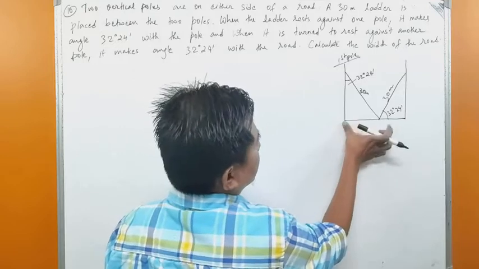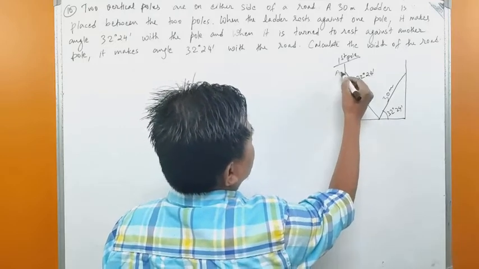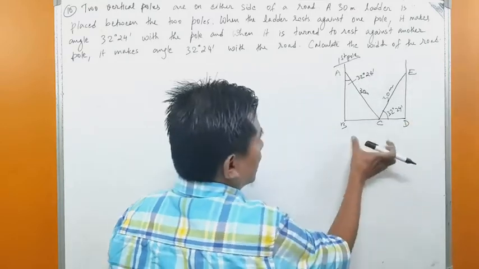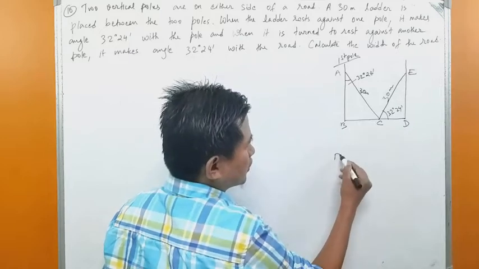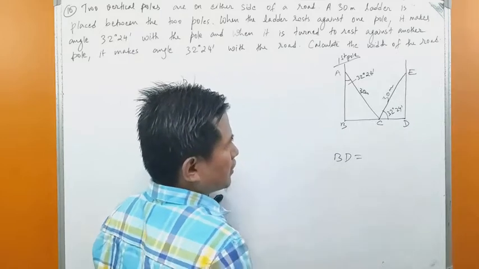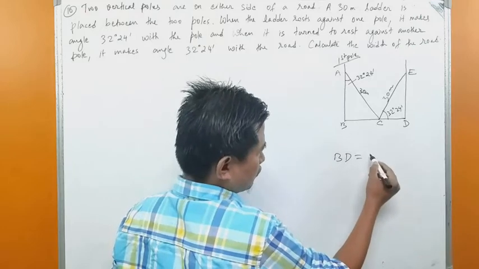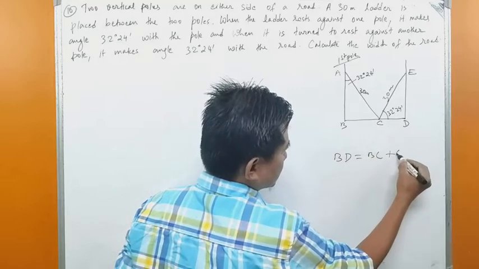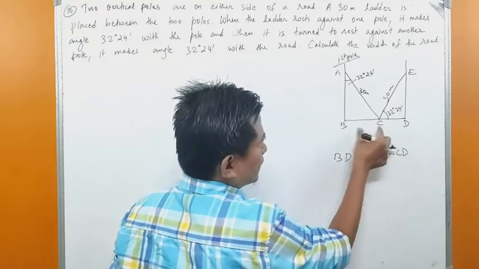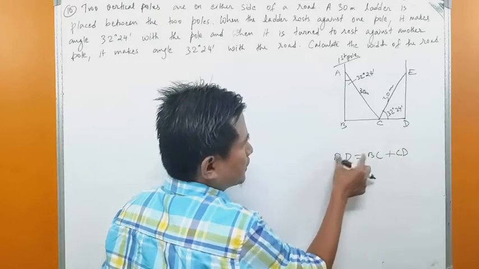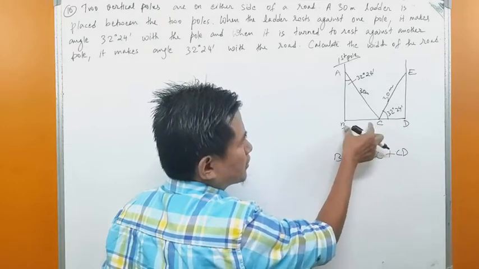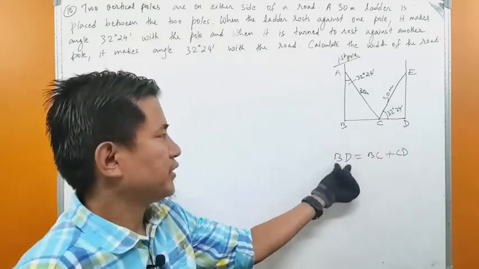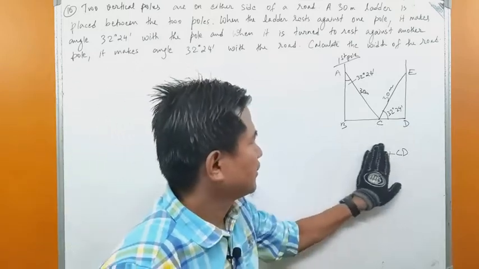So we are asked to find the width of the road. Suppose this is A, this is B, this is C, this is D, and this is E. We are asked to find BD. BD means the width of the road, isn't it? BD equals BC plus CD. If you add BC and CD, you get BD, the total distance. So we are asked to find BD, which means BC plus CD. I hope you got this.